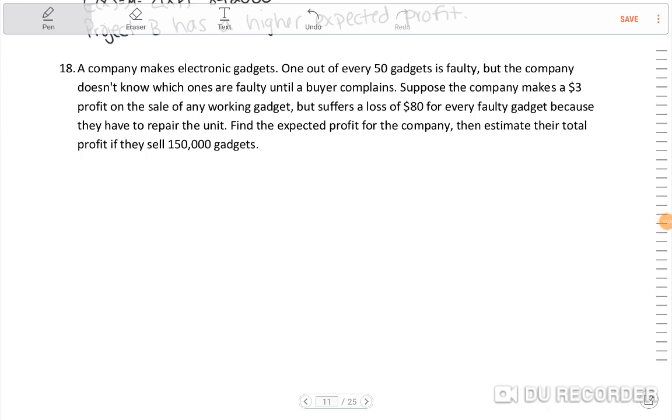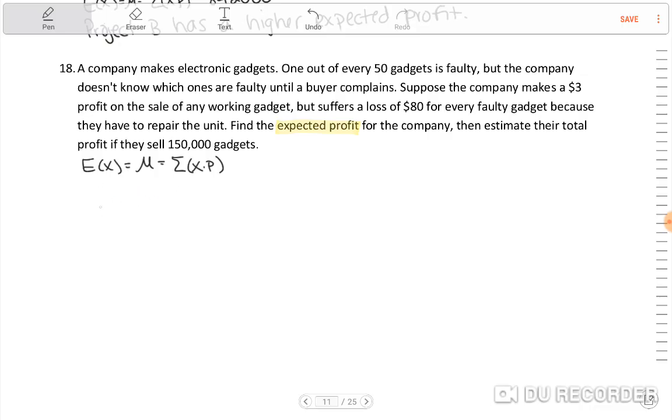All right, so because it says that we need to find the expected profit, then that means we're going to be doing the expected value again, okay? So expected value, which is this formula right there, just like we did on number 17. Now it says 1 out of every 50 gadgets is faulty. So let's make a little table here.